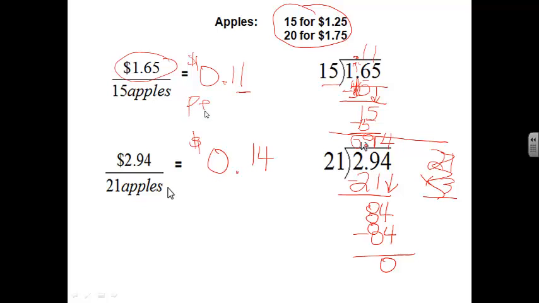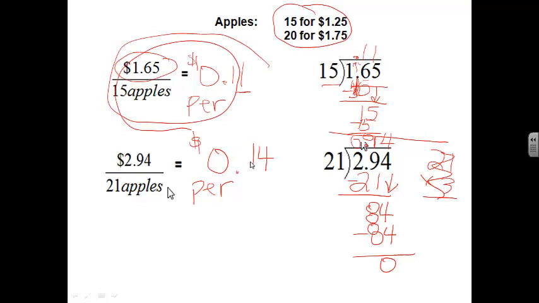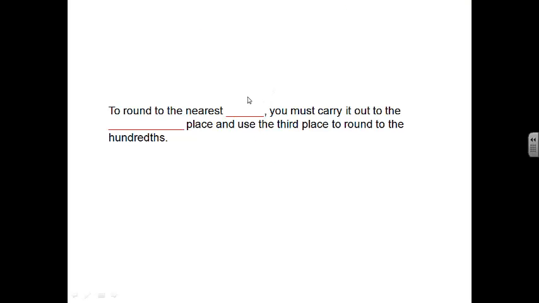So all this is for one, or per apple. Okay, so which one would be the better buy? Would you rather spend 11 cents or 14 cents? Okay, I would rather spend the cheaper. So this is my better buy because 11 cents is less than 14 cents. So when I'm actually buying, I don't know how much it is per apple until I do the unit rate. So in the long run, this is always going to be cheaper. Okay? Okay, next one. Now, we're just going to do 2 examples.